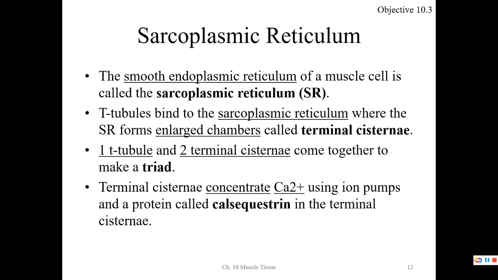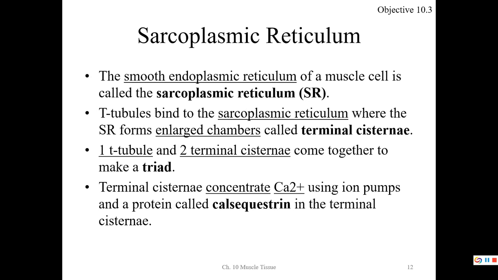All right, so let's understand more about a muscle cell. Inside of a muscle cell, there's an endoplasmic reticulum, a smooth endoplasmic reticulum. Because this is muscle, we call it sarcoplasmic reticulum. The skeletal muscle cell's smooth endoplasmic reticulum is called a sarcoplasmic reticulum.